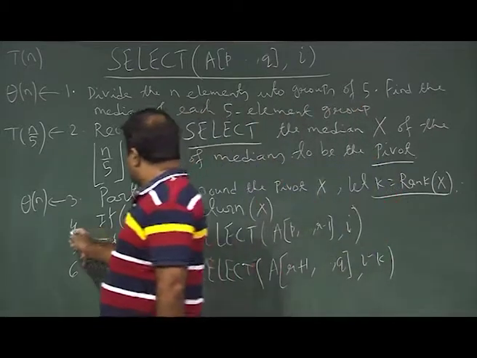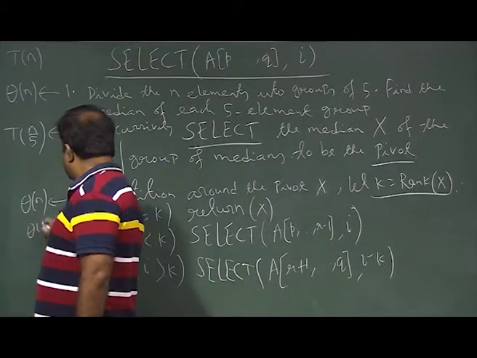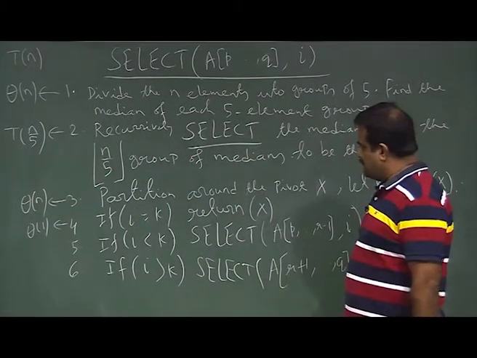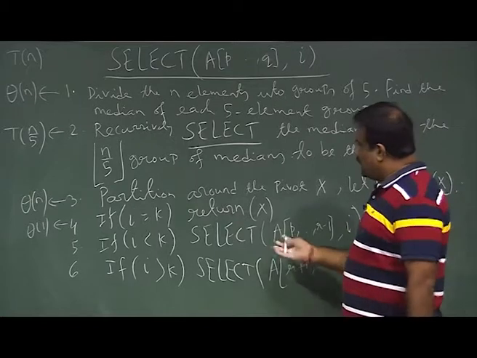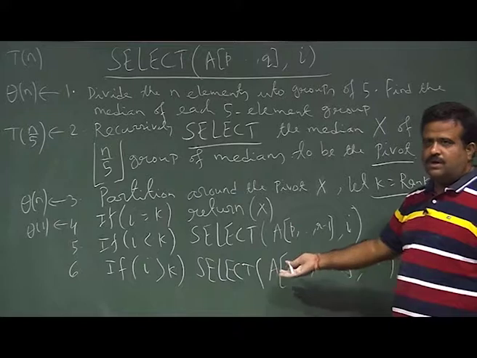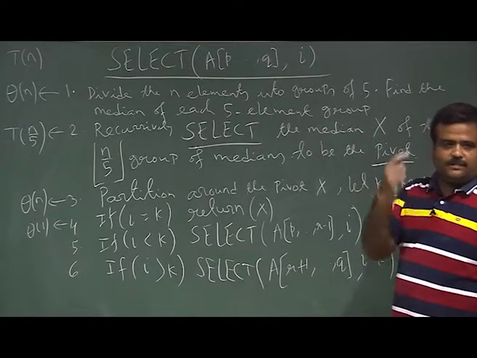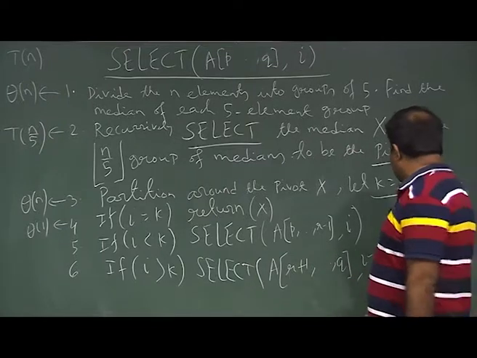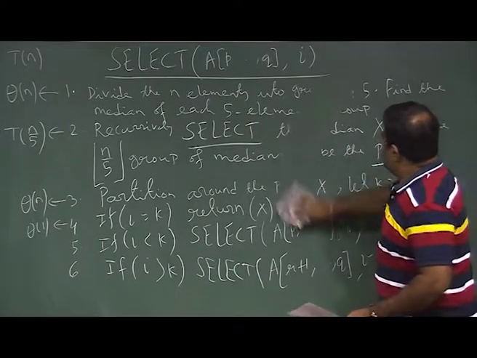Now, if you are lucky enough, we will get this as x. Otherwise, we have to go for either the left part of the array or the right part of the array. This is the conquer step. So, we have to call either the left part of the array or the right part of the array. For that, what is the maximum size of that?